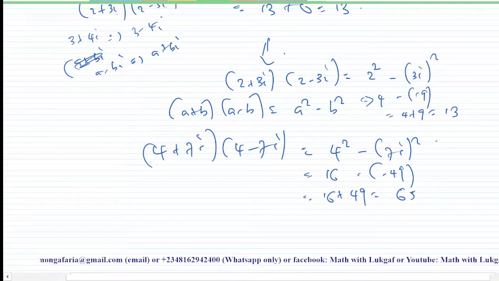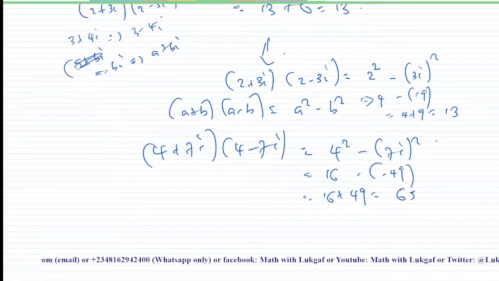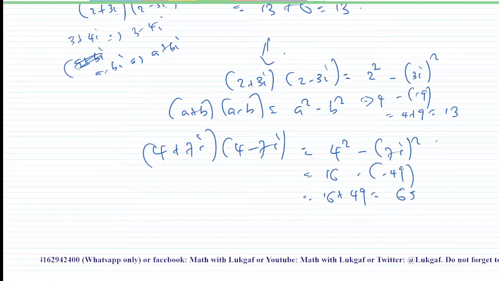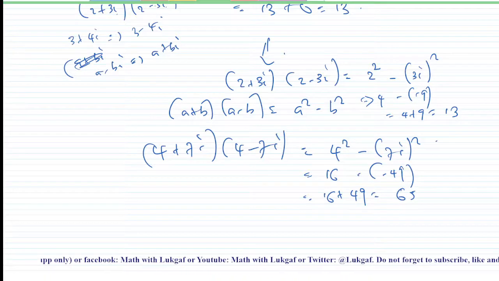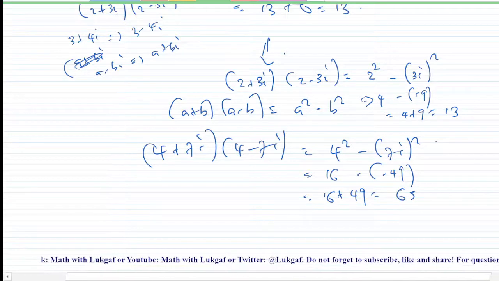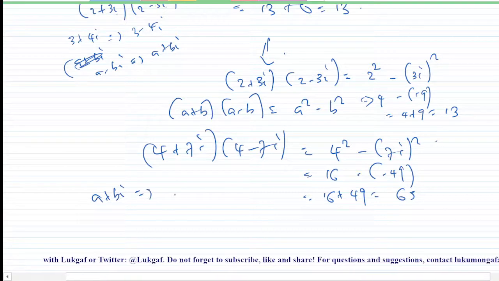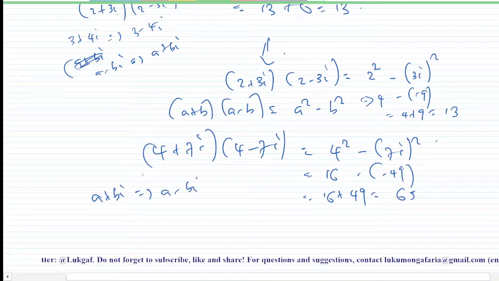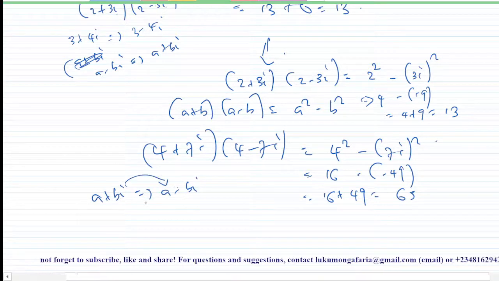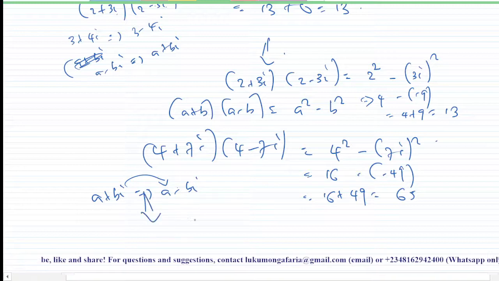Recall, when you are multiplying two complex numbers together, you are going to have the product as a complex number. But if you are multiplying a number with its conjugate, don't forget the conjugate of a plus bi is what? A minus bi. Then the product of a number and its conjugate is going to give rise to a real number alone.